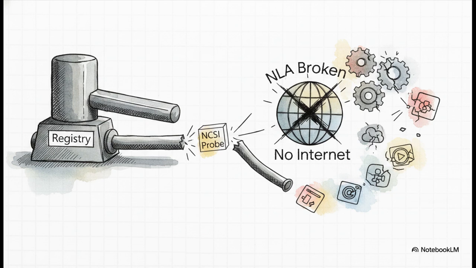Disabling this breaks your network location awareness. Suddenly, Windows might start incorrectly telling you that your internet connection is broken, and that false alarm cascades, breaking a bunch of other apps that rely on that status check to function. So it really puts you in a tight spot. You're basically forced to trade basic operating system functionality just to get a little bit of privacy.